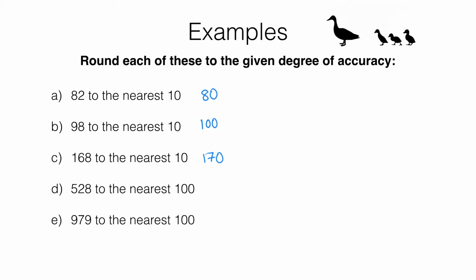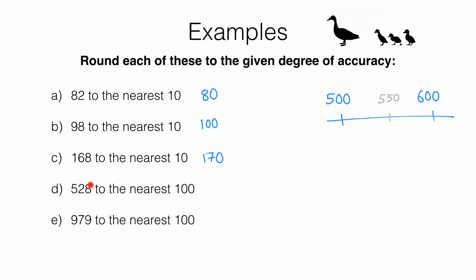This time I want to round 528 to the nearest 100. That means I'm looking for the number in the 100 times table that's closest to 528. So the number in the 500 times table that's just below 528 is 500. And the next number along in the 100 times table is 600. And we can see that 550 is the number that's exactly halfway between those.